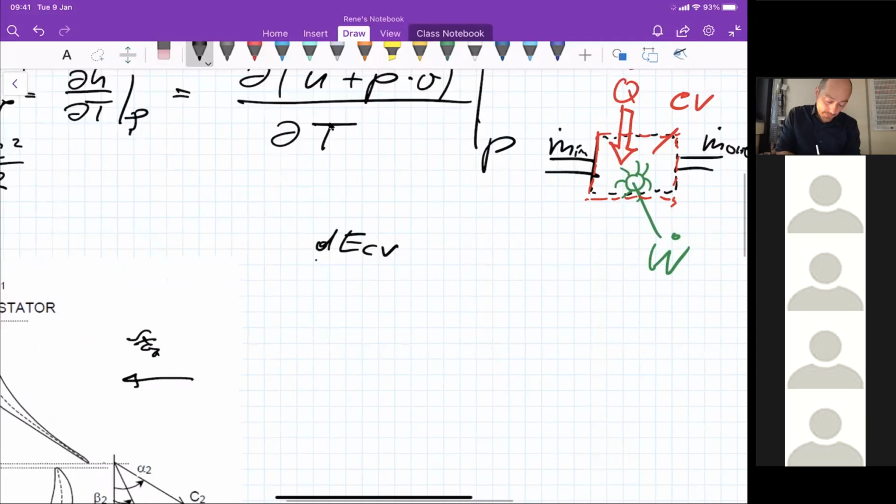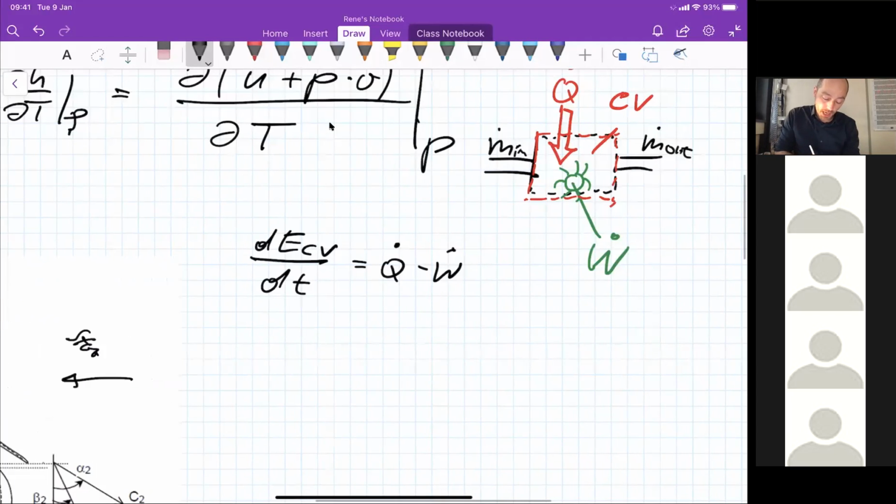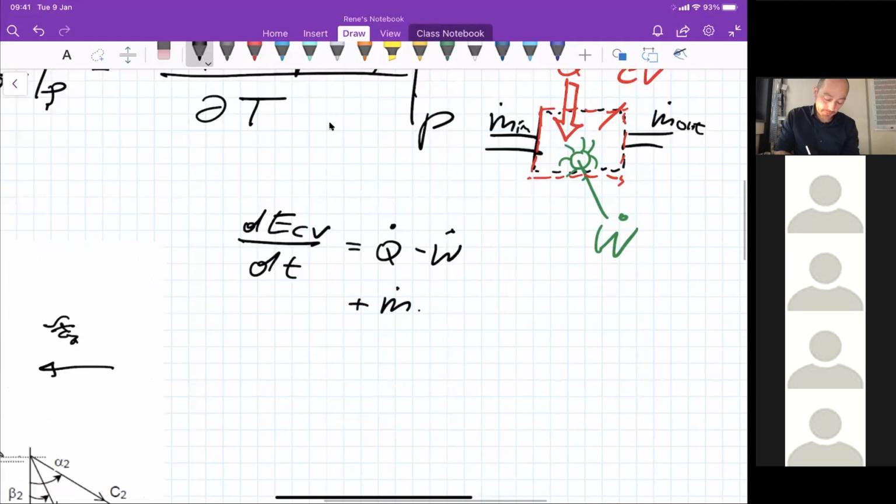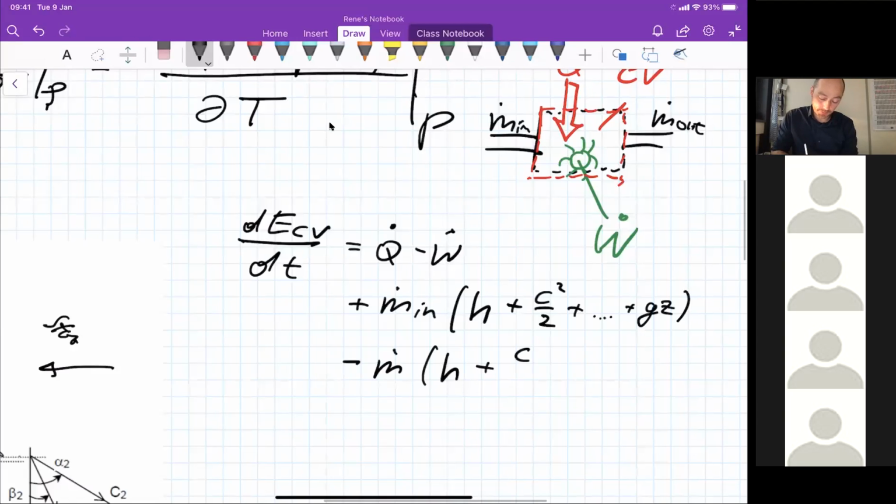And then I end up with an equation, which is dE/dt equals Q minus W, which is very similar to the first law for a closed system. But now I would have plus mass flow in times enthalpy plus kinetic energy plus something else, most of the time also potential energy, minus mass flow out with enthalpy, kinetic energy and potential energy. Plus whatever, you can have a bunch of stuff in the energy equation. You can also have heat source, you can have combustion, you can have whatever you want.